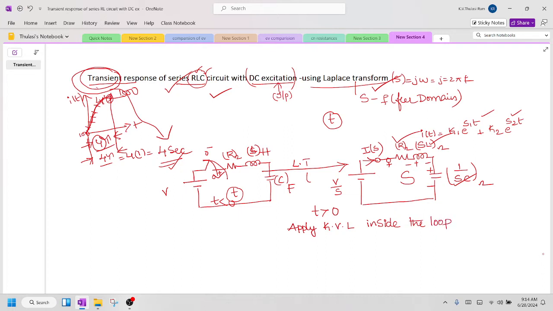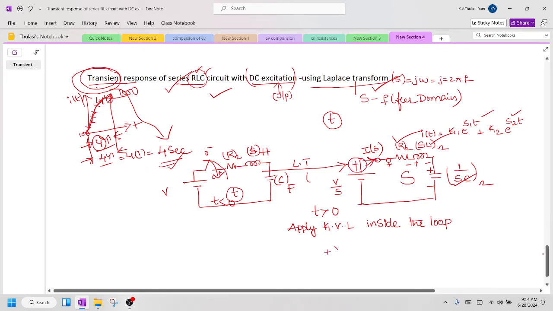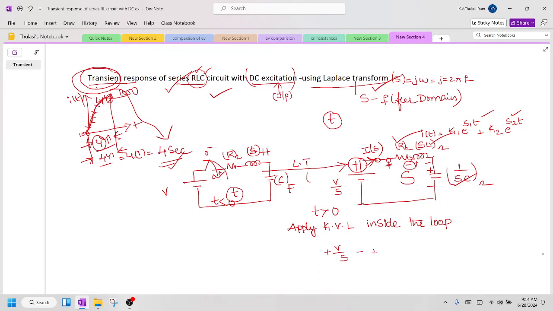When you apply Kirchhoff's voltage law inside the loop, here you are going to get positive, negative. The current is leaving. What is the leaving polarity you are going to have? Which is nothing but V by S, and it is entering at the positive terminal, and the current is leaving. What is the leaving polarity of the voltage? Minus I of S into R, and the current is leaving. What is the leaving polarity of the voltage? Minus I of S into SL.